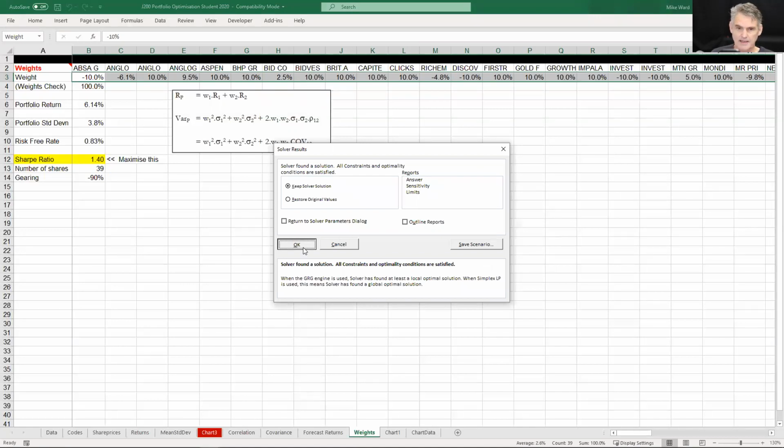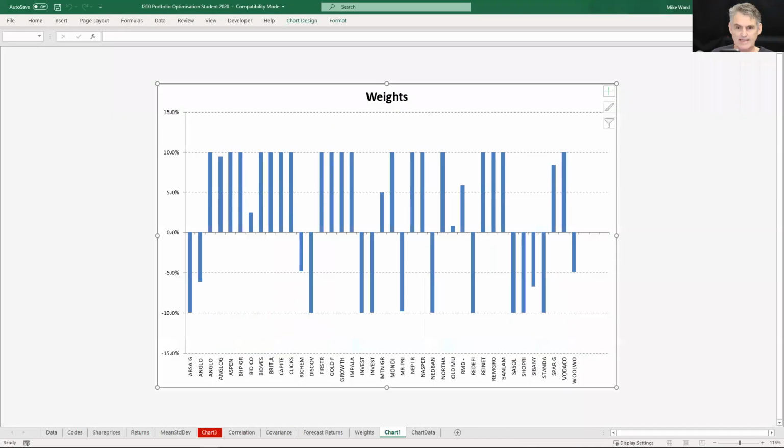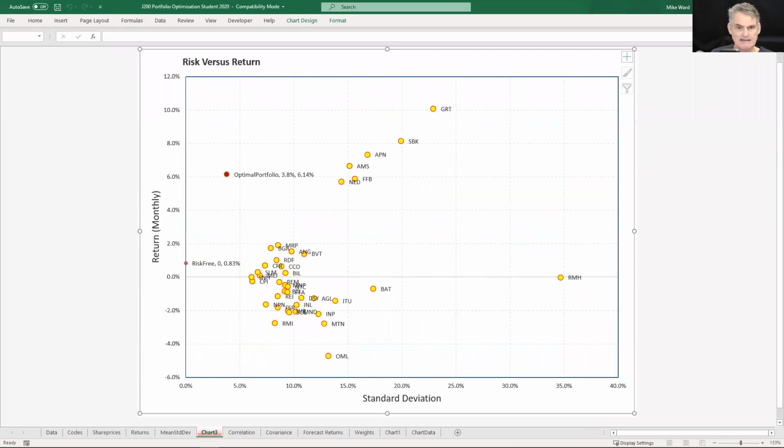That's a lot better. And I'm going to say, fine, if we go and look at our weights, you're going to see straight away we've got a lot more shares in our portfolio. Just about every share is either long or short now. And that's because we're taking the money we make from selling these things to finance additional longs. And so we've got a much bigger portfolio. Let's go and have a look at our plot here, and you can see it's pushed our optimal portfolio right out there. That is a whole lot better.